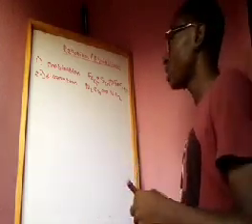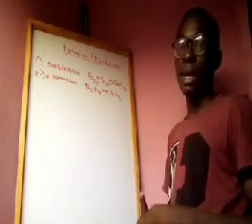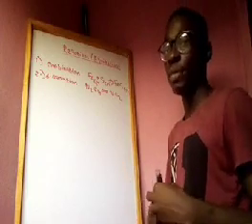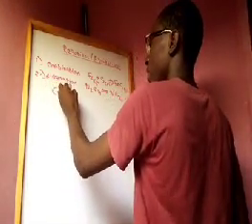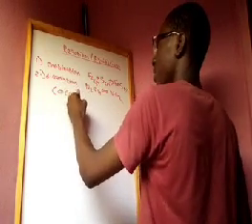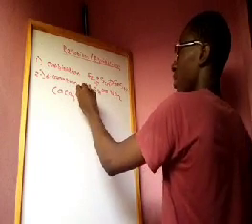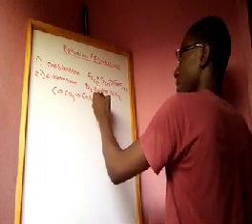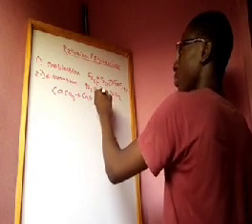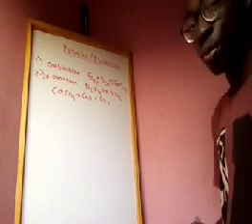Then we also have decomposition. In a decomposition reaction, you have a compound breaking down into two or more substances. For example, calcium carbonate, CaCO3, decomposing into calcium oxide and CO2. So this is an example of a decomposition reaction.